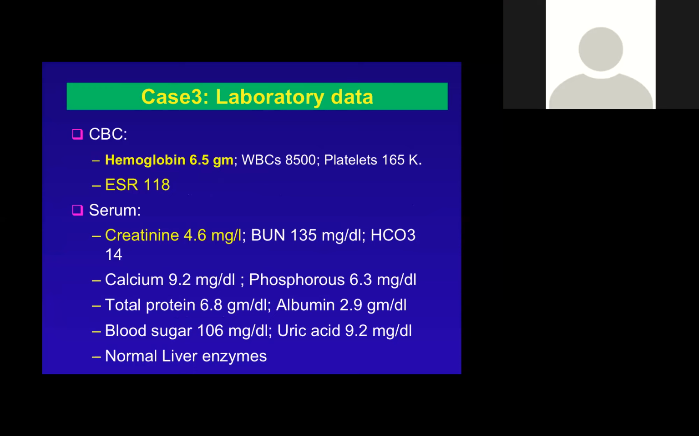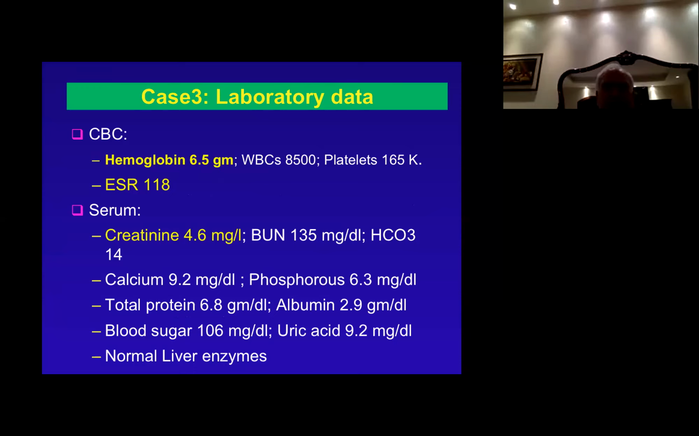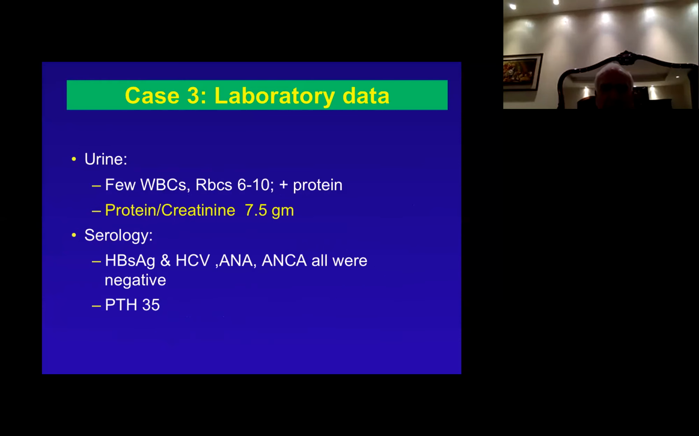When we saw him, his hemoglobin is 5.6. Look at his ESR, 130 to 180, severe anemia, very high ESR. Creatinine 4.5 milligram per deciliter, calcium normal, phosphorus slightly up, low albumin 2.9, with serum protein 6.8, liver enzymes normal. So we have anemia, high ESR, abnormal kidney function, normal otherwise. Urine analysis, few red cells, 1+ protein. Look at his proteinuria, 7.5 gram. Serology, all negative. I'll stop here.